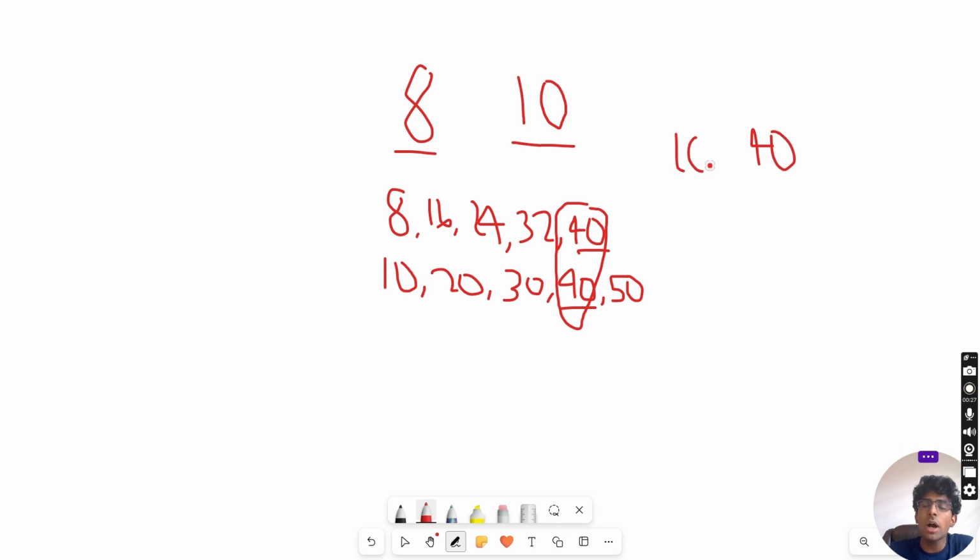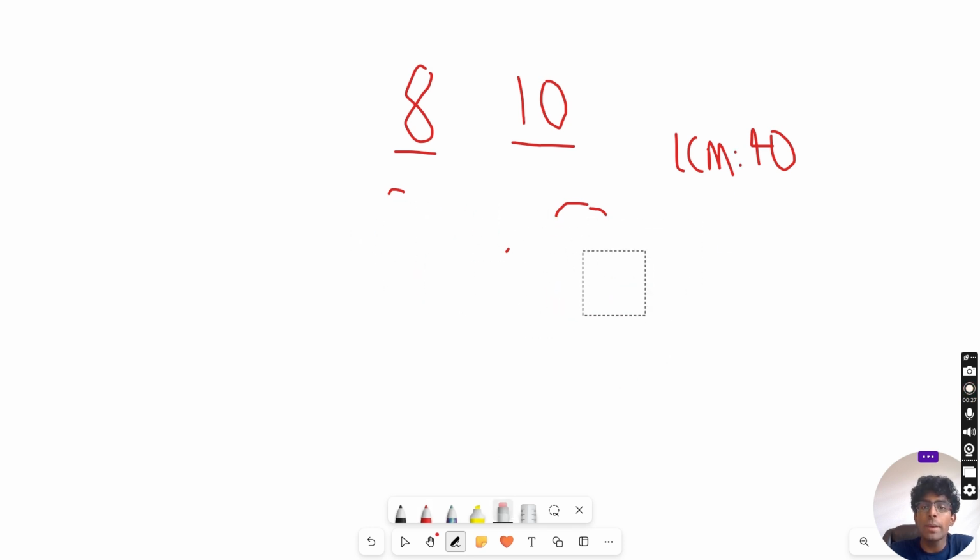All right, let's say now I wanted to find the GCF. So GCF stands for greatest common factor. So remember, numbers that these two are divisible by. So what is 8 divisible by? 1, 2, 4, and 8. And then what is 10 divisible by? 1, 2, 5, and 10.